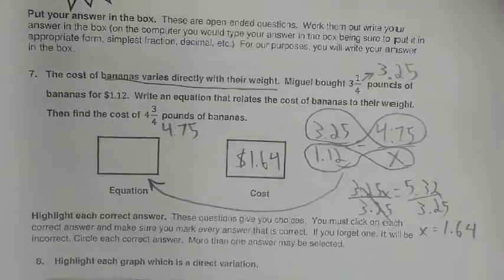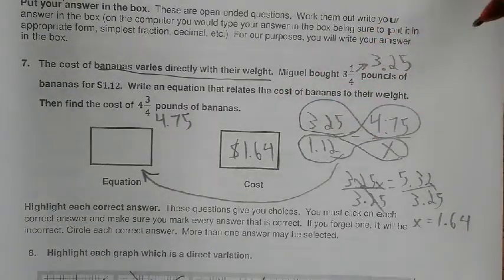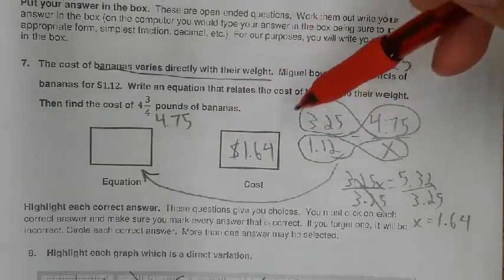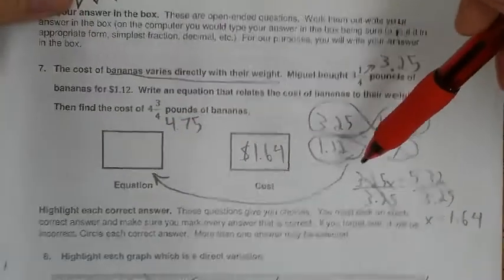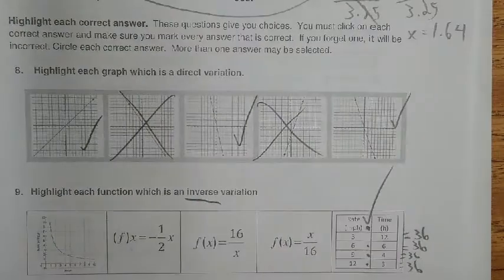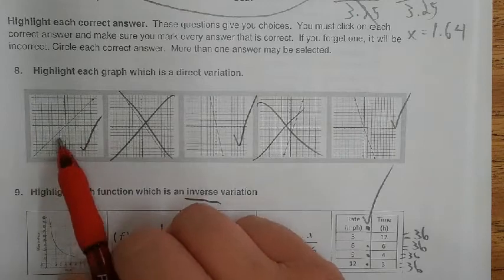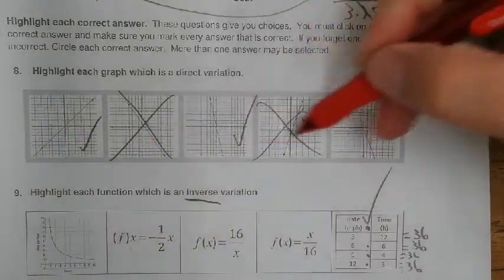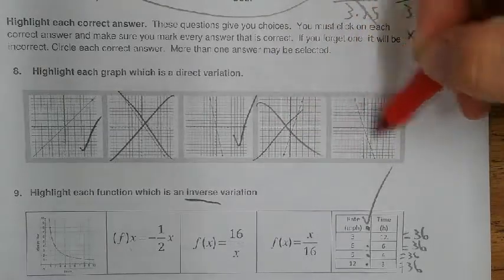All right, number 7 I'm not going to focus on because they're not going to ask you to come up with an equation and a cost. So let's not stress about that one. Direct variation I just talked about. Direct variation has to be a straight line that goes through the origin. This one goes through the origin. That one does not. This one goes through the origin. That one does not. And this one goes through the origin.